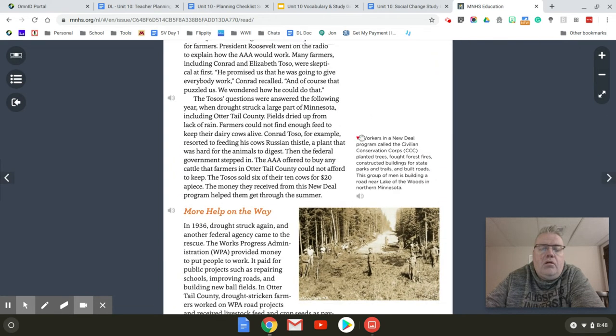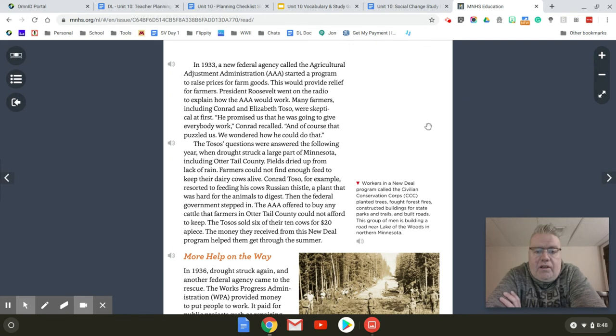In 1933, the federal agency called the Agricultural Adjustment Administration started a program to raise prices for farm goods. This would provide relief to farmers. President Roosevelt went on the radio to explain how the AAA would work. Many farmers, including Conrad and Elizabeth Toso, were skeptical at first. He promised us that he would give everybody work, Conrad recalled. And of course that puzzled us. We wondered how he could do that.